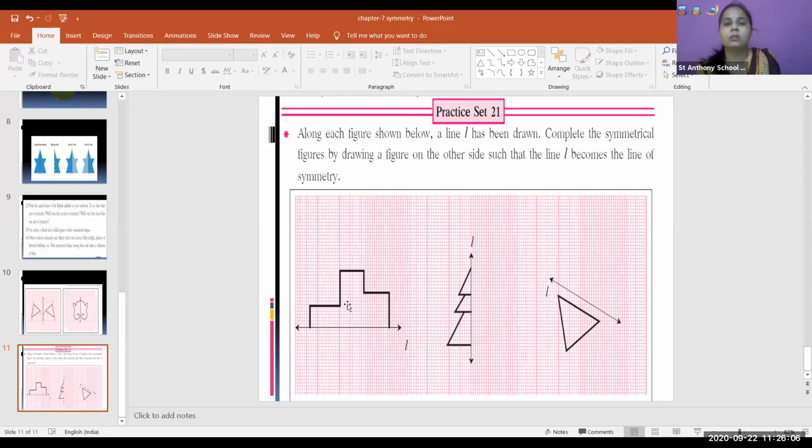So here some of the diagrams are given. We just have to complete the other side, means that they look like each other. Like for example, if this is a diagram, we have to draw the diagram exactly like this. Like for example, see, this diagram we have to draw exactly like this.